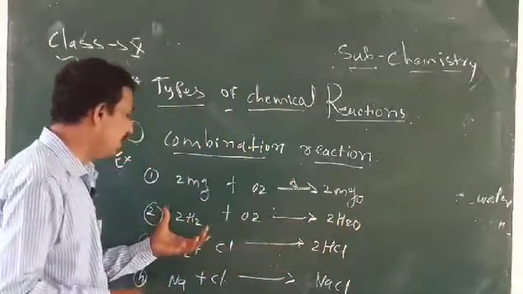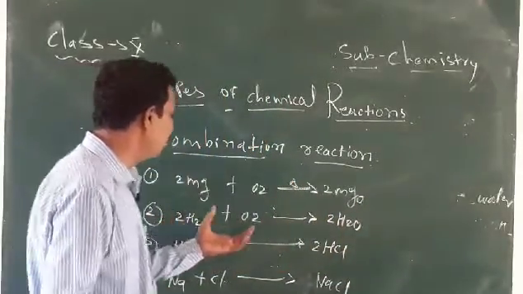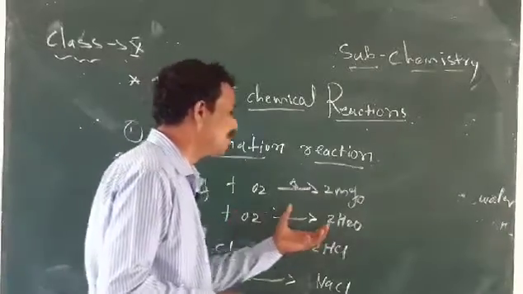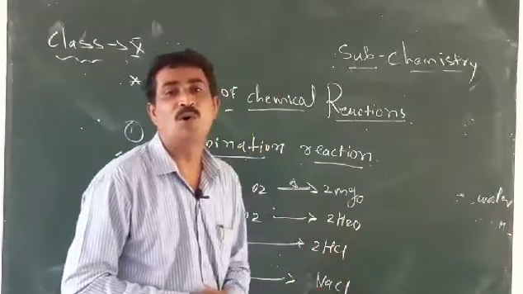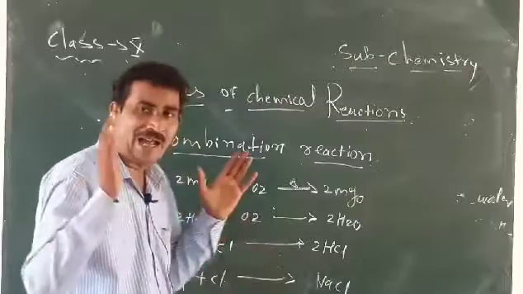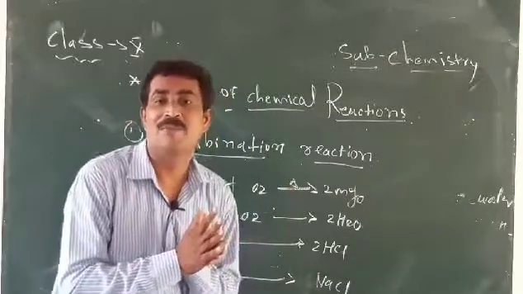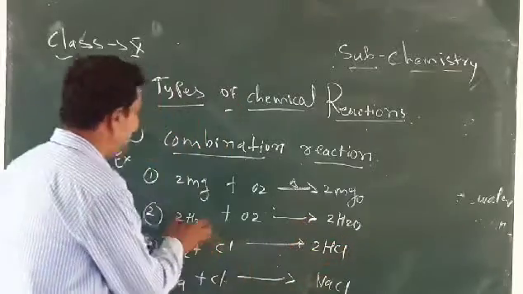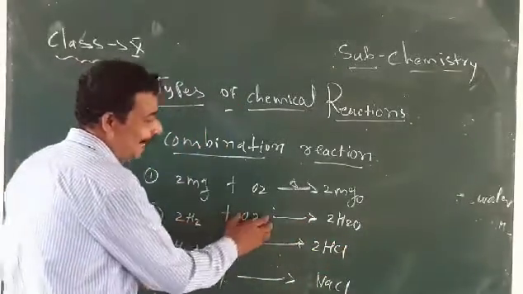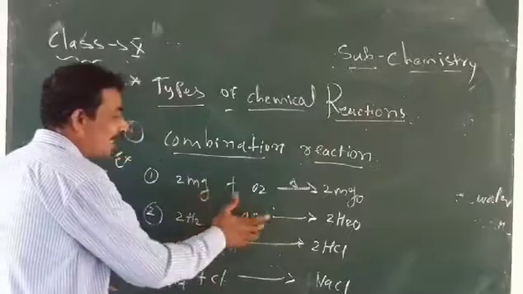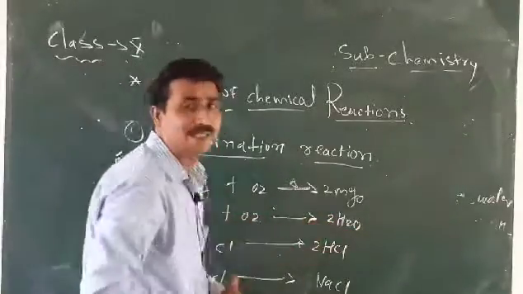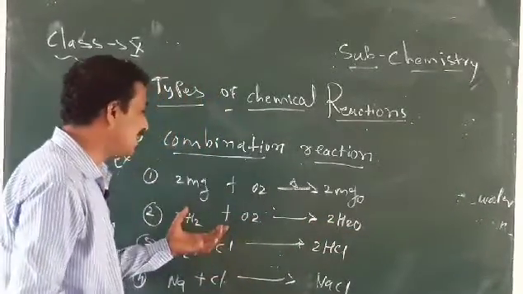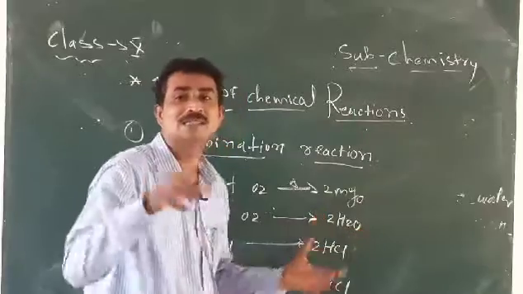Then afterwards we do H2 plus O2 gives H2O. The hydrogen and oxygen combine, and water is produced. Here also one element hydrogen and one element oxygen both react, so water is produced, meaning two reactants produce a single product.